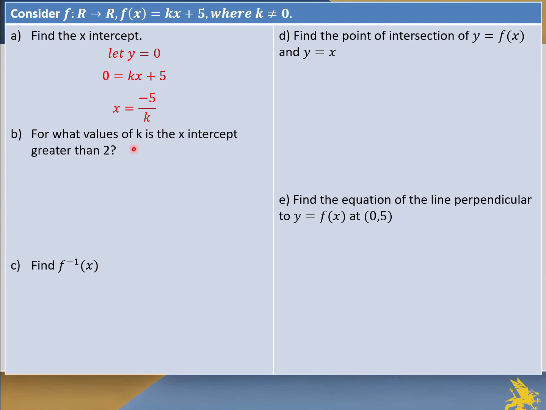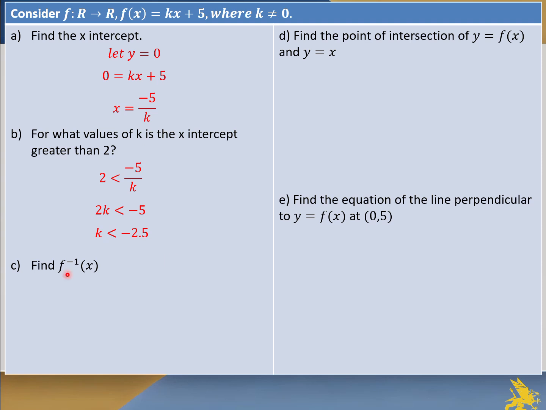For what values of k is the x-intercept greater than 2? So that means my x will be 2, and we need to think about what inequality sign we're going to put in. I'm going to put this because I want 2 to be less than what is on my right-hand side. So 2 is less than -5 over k. Now I just need to get k by itself. Because it's a fraction, I'll times both sides by k. It cancels out on my right-hand side. And then I divide by 2 to get k by itself. Just remember, if I was timesing or dividing by a negative, my inequality sign would switch.